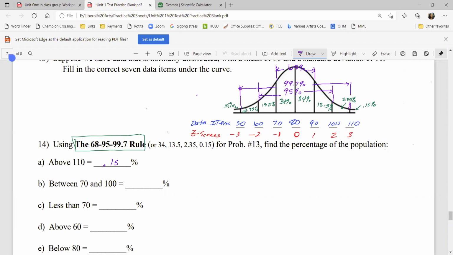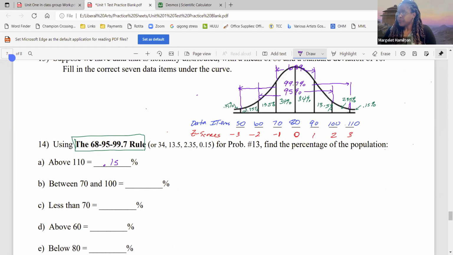So how do we get above 110 again? We're right here at 110. Go to the right. What's above 110? This. Oh, 0.15, okay. All we're doing is reading the graph. We done labeled everything. All we got to do is just add up. But here we didn't even have to add that up. All we're doing is going to the right.